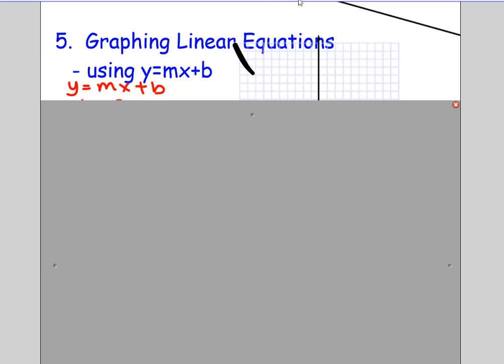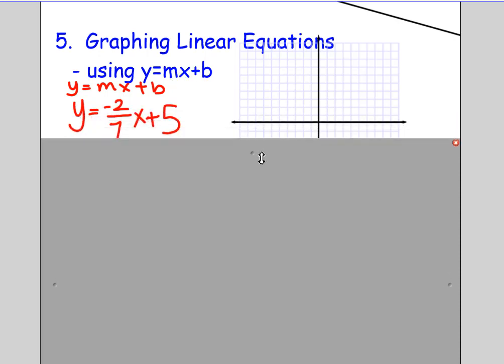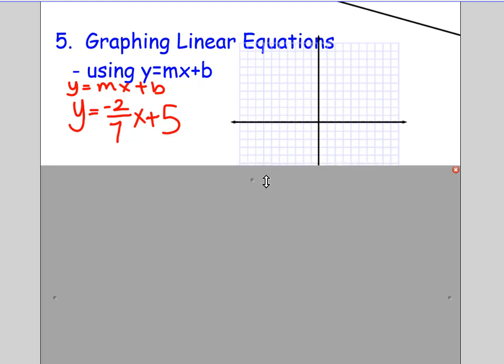The next thing is graphing using y equals mx plus b. It's actually really easy to graph. There's a little shortcut that you learn. As long as you know the y-intercept and the slope, then you can graph. So here I have one where the y-intercept is 5 and the slope is -2 over 7.